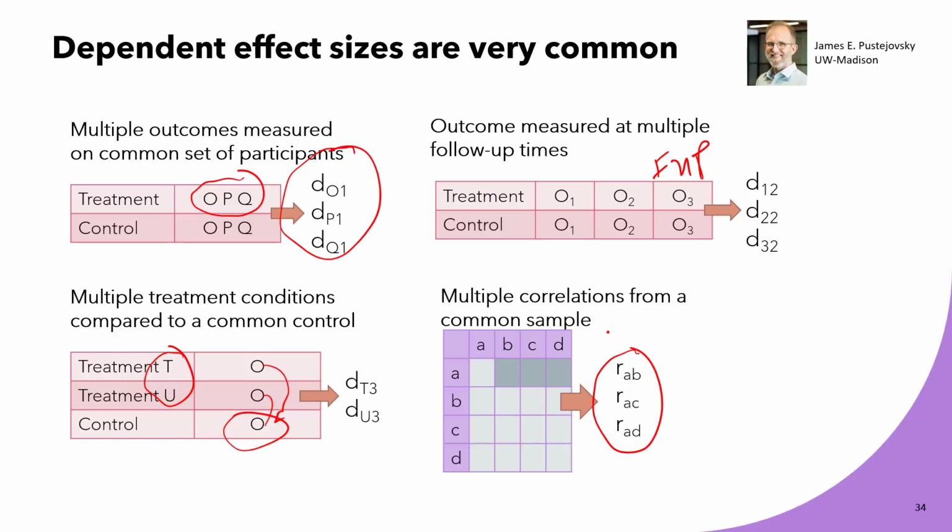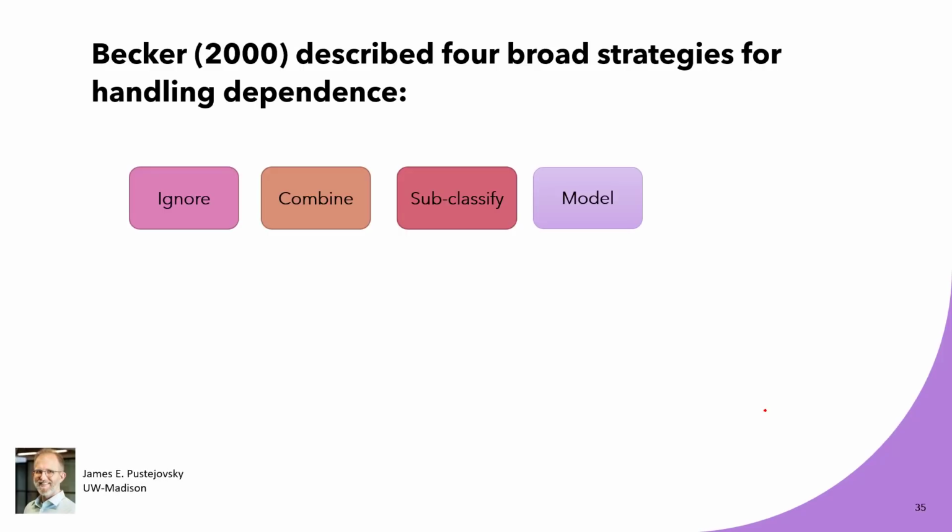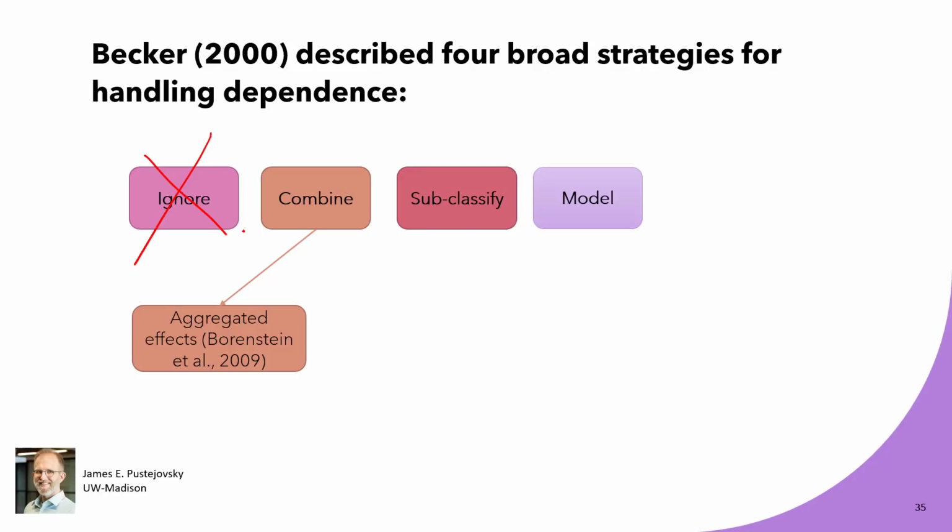So in fact, the reality in the research world is that dependent effect sizes are extremely common. And for decades, we've been following this classical model where we try to force our study results into this probably fairly artificial modeling. So Becker, back in 2000, described four broad strategies for handling dependence. You could ignore them, and that's mostly what we've done in classical. You could combine them, you could subclassify, and you could model. With more detail, ignoring, we don't want to do that. You could combine the outcomes across everything observed in a study and just have one effect size for each.